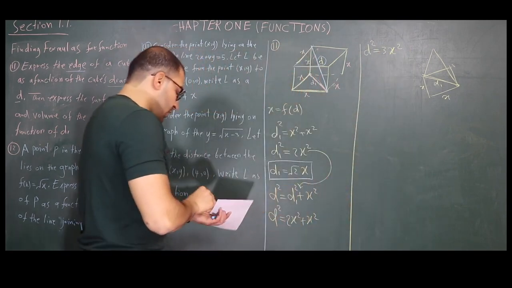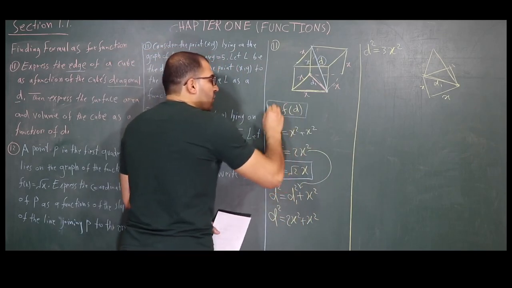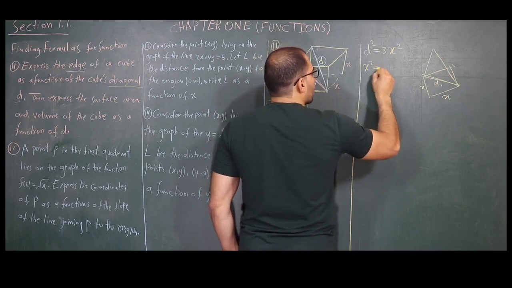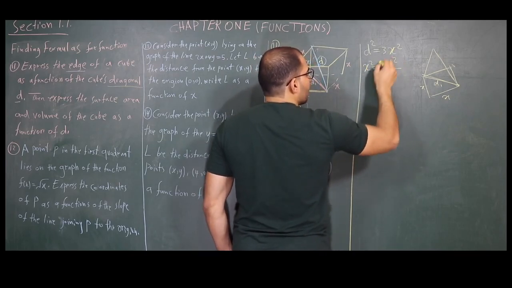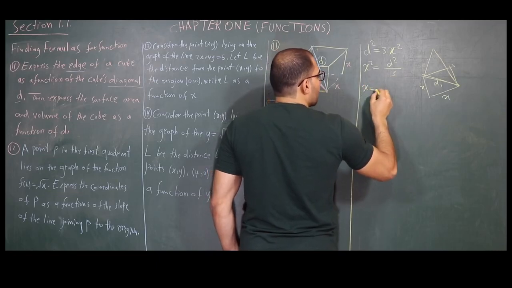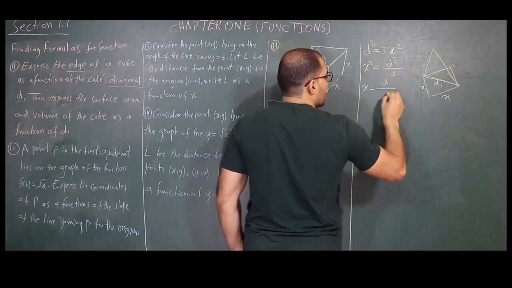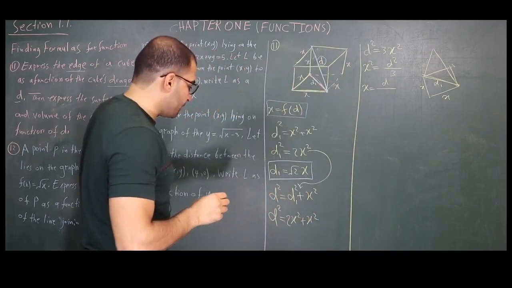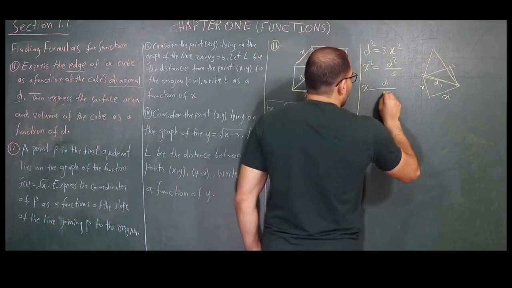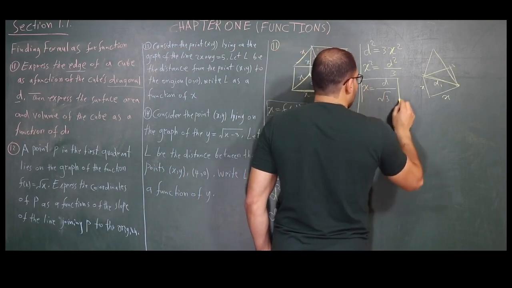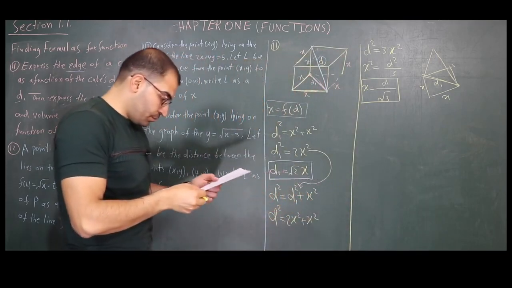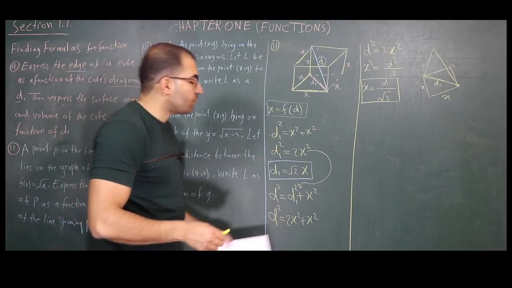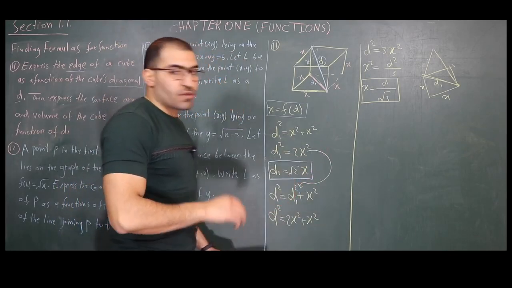He wants me to express x as a function of d, so I'm going to divide by 3. So x squared equals d squared divided by 3. So x will be d divided by the square root of 3. Cool, that's right. I'm just checking.